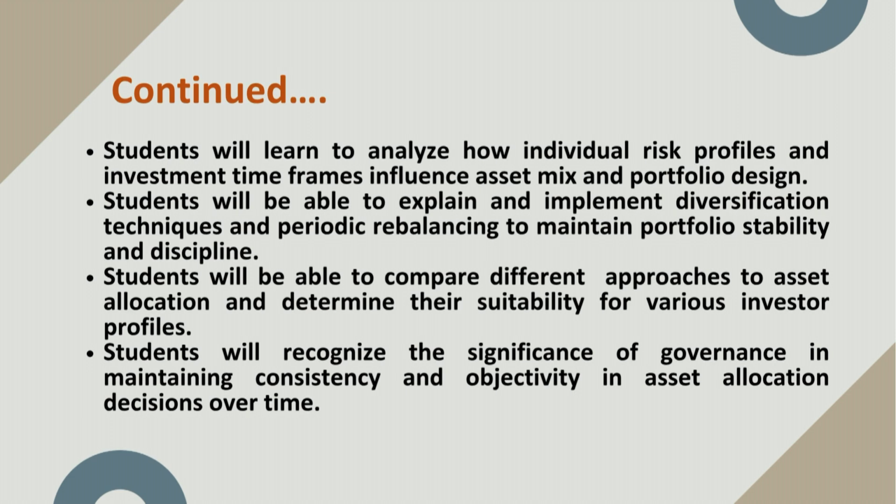Learners will be able to explain and implement diversification techniques and periodic rebalancing or revision to maintain portfolio stability and discipline. The learner also will be able to compare different approaches to asset allocation and determine their suitability for various investor profiles. Last, students will recognize the significance of governance in maintaining consistency and objectivity in asset allocation decisions over time. Thank you very much.